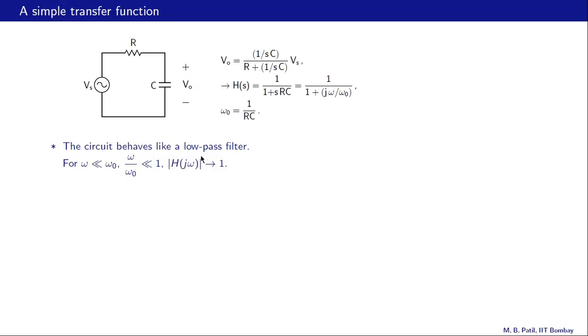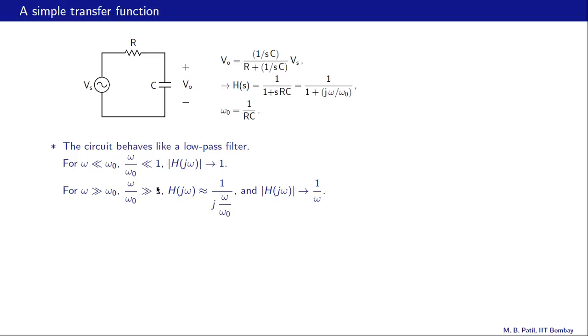And why does it behave like a low pass filter? Let us take a look. For omega much smaller than omega 0, this is the low frequency region, now the transfer function is approximately 1, because this component is very small compared to 1. So therefore there is no reduction in VO. So VO and Vs are nearly equal.